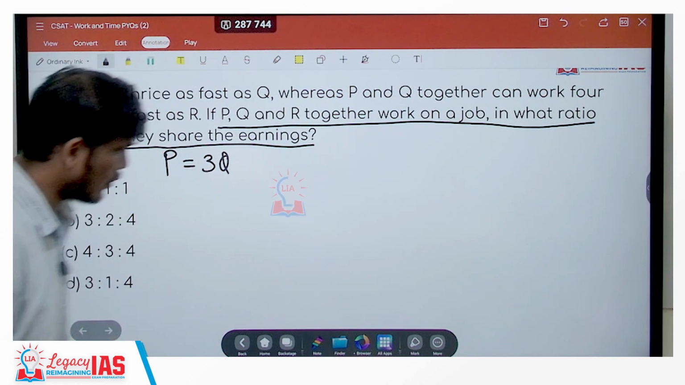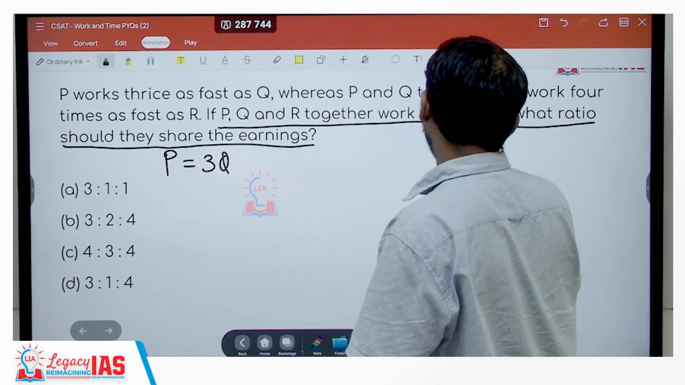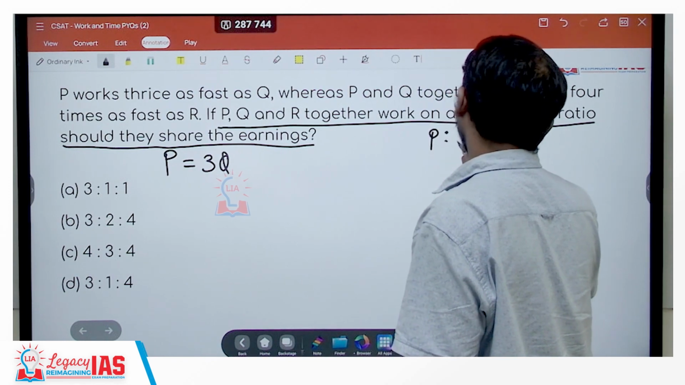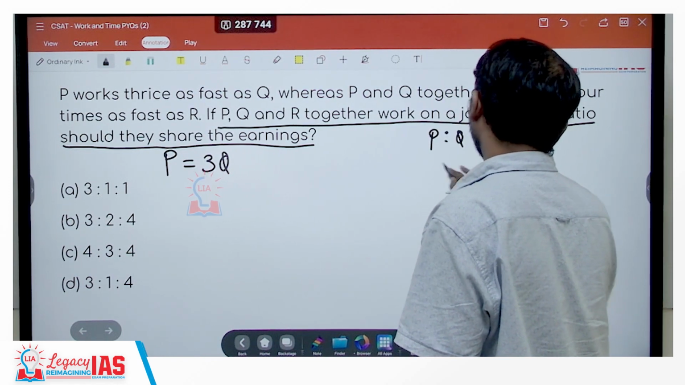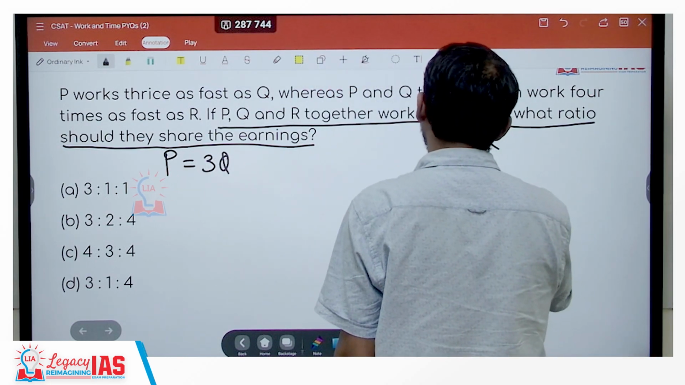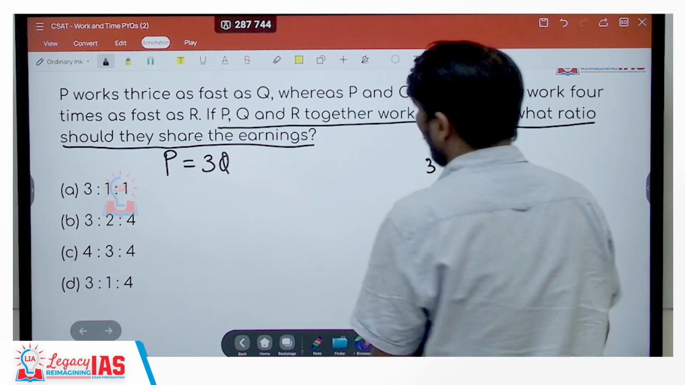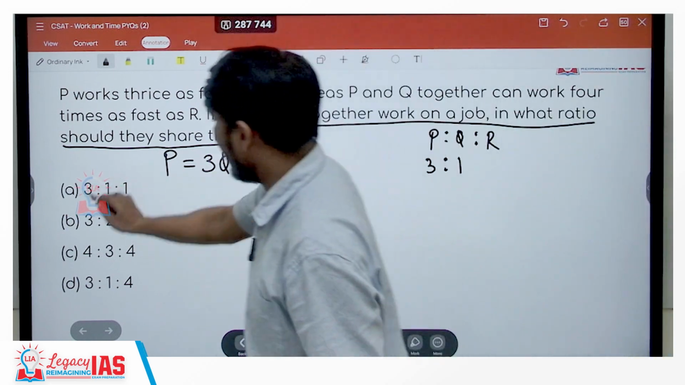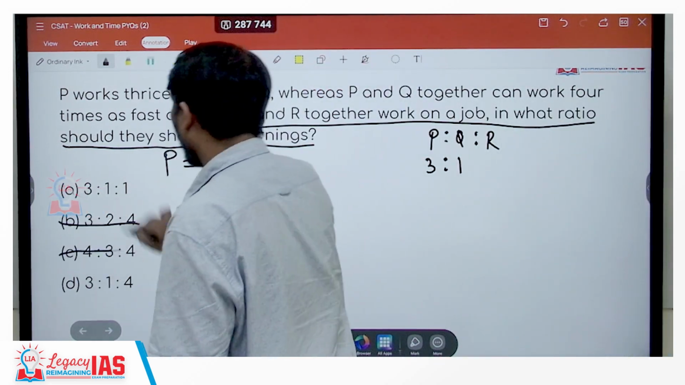Which option has 3:1 for P is to Q? They are asking the ratio of P is to Q is to R. So we know, since P is 3 times faster than Q, the ratio of payment here should be 3:1. So which are the options which have those payments? A and D. So this is gone, this is gone.